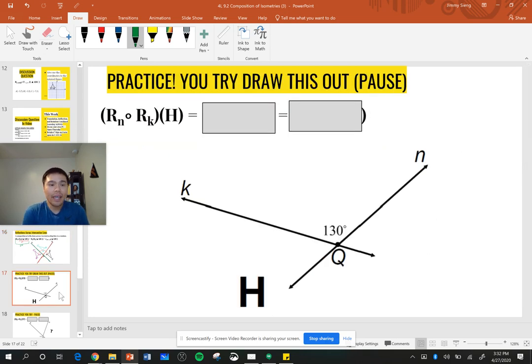So let's try this again. Same methods, except now I have Rn of Rk of the letter H just right down there. Whoops, just right down there. So please pause this video, draw this out, and then we can go over it.